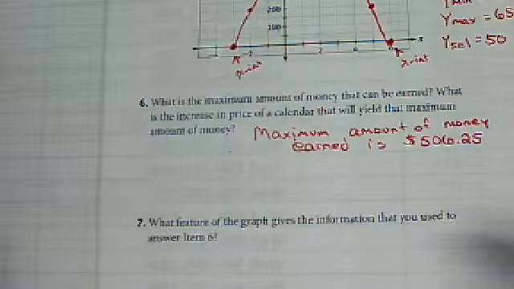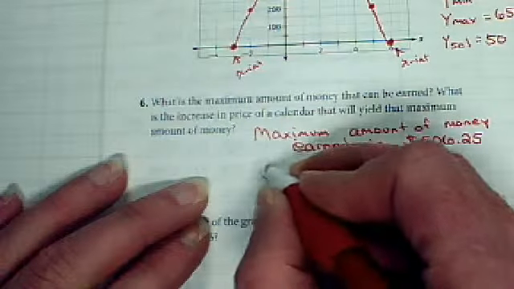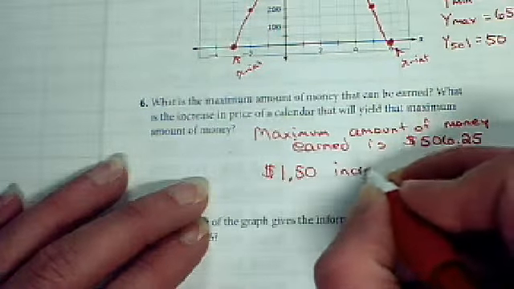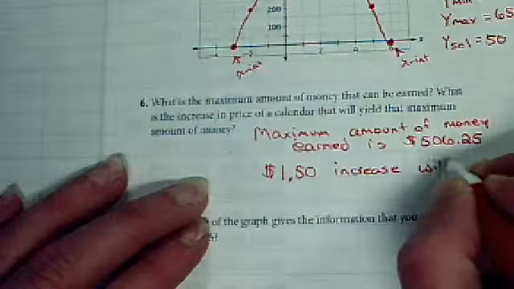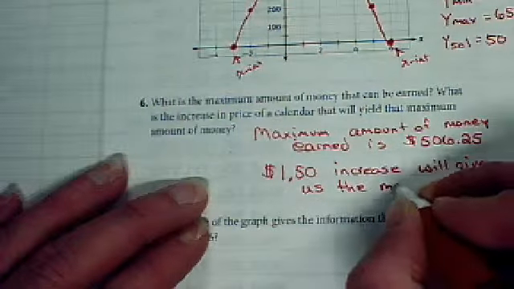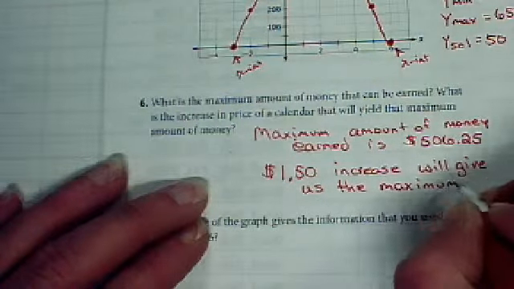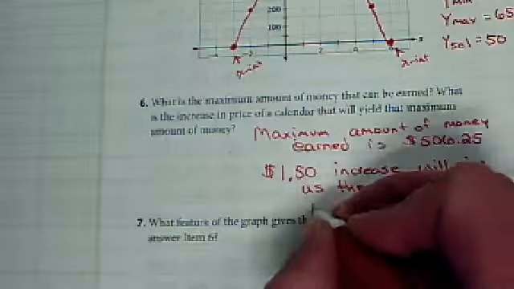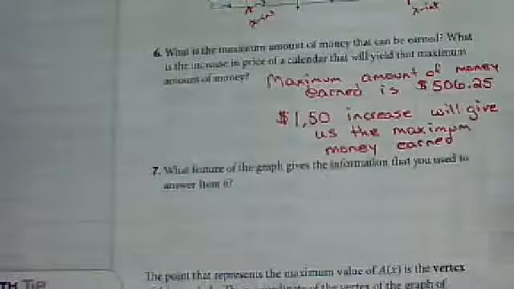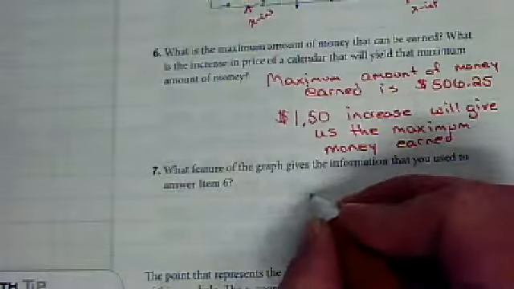What is the increase in price that will yield that maximum amount of money? Well, let's remember what X represented. X was the dollars that we increased by. So, $1.50 increase will give us the maximum money earned. And this is found by finding the vertex.